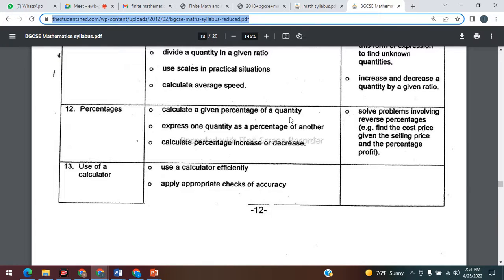Calculate the given percentage of a quantity. That's like finding the percentage profit. So remember those percentage problems? You have to find out which one is which. You express one quantity as a percentage of another. So what we mean is, if we express one quantity as a percentage of another.